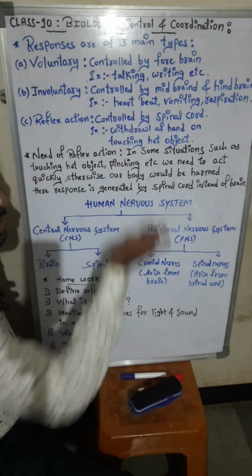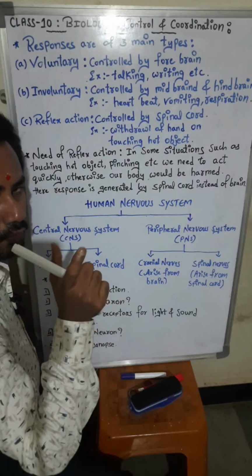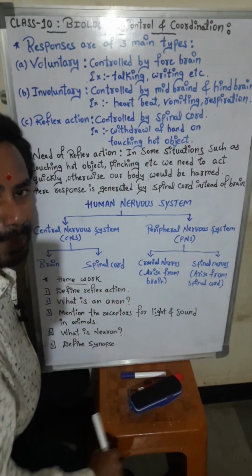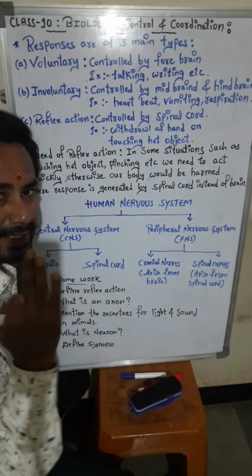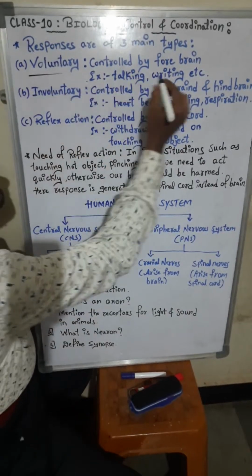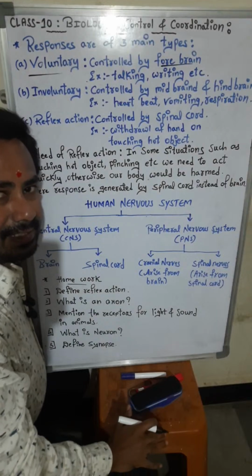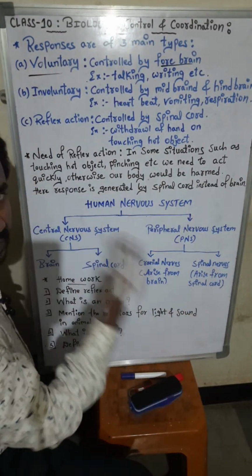The forebrain controls all these voluntary actions. We are going to study about the brain. The brain is divided into three parts: forebrain, midbrain and hindbrain, students. These voluntary actions are controlled by the forebrain. We are going to study the brain in detail further after this.